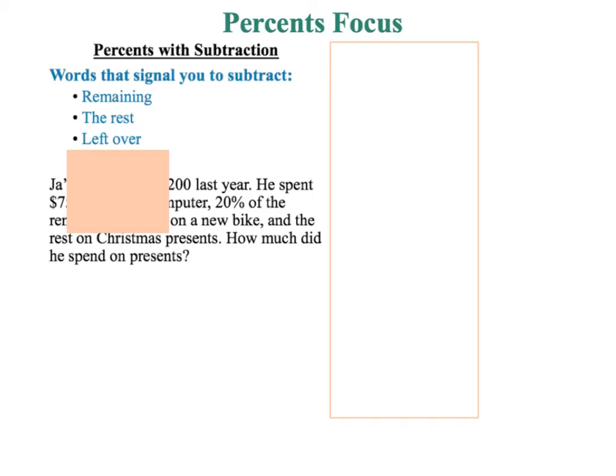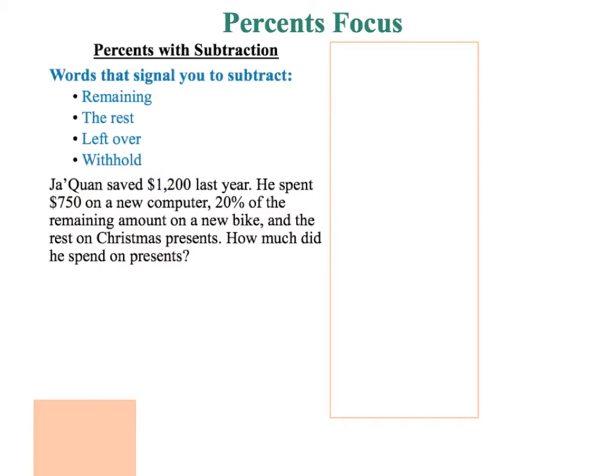Leftover, something very similar. If I had 10 pizzas before a party, 4 pizzas were eaten, that means the leftovers are 6. I would subtract. And another word is to withhold. If we withhold something, we're taking it away from the starting point. So let's look at this problem.